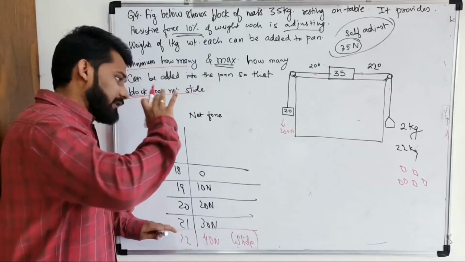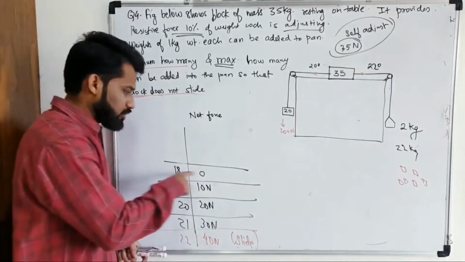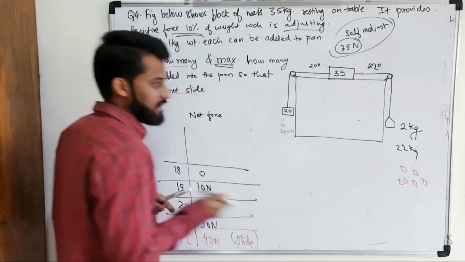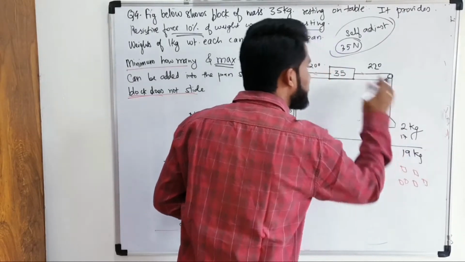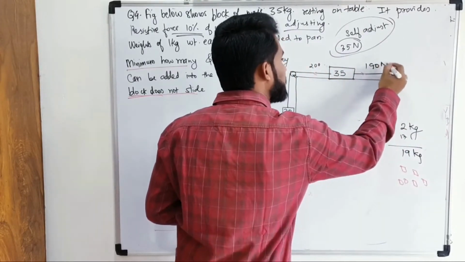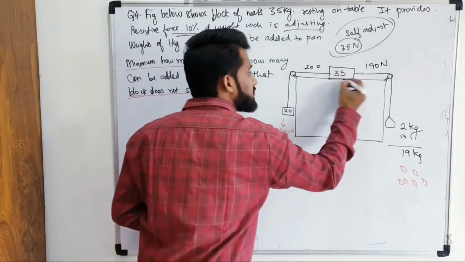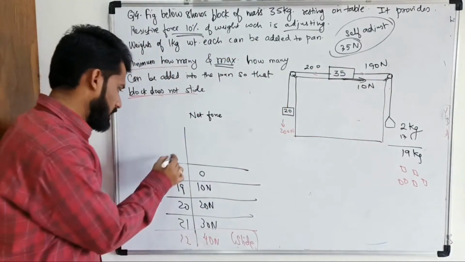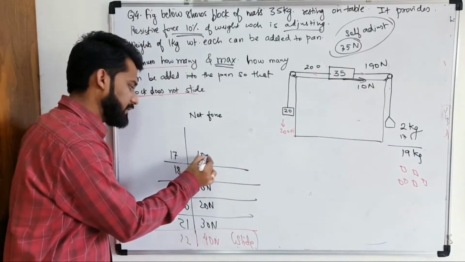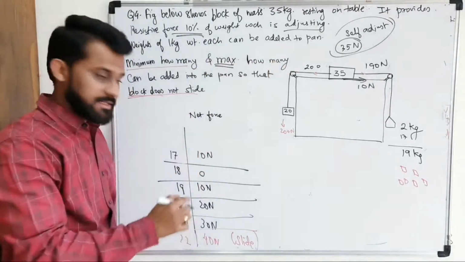Now we will go for the minimum. Minimum how many weights I can put? 18 को तो 0 force था. If I remove one, 17. If I make it 17 weights, so 17 plus 2, 19 kg. 19 kg मतलब यहाँ से 190 Newton, यहाँ से 200 Newton. So net force इधर है. So self adjusting force यहाँ पे लगेगा 10 Newton का. So it will balance out. No problem. 17 पे 10 Newton. Net force 10 Newton. Self adjusting can balance it.